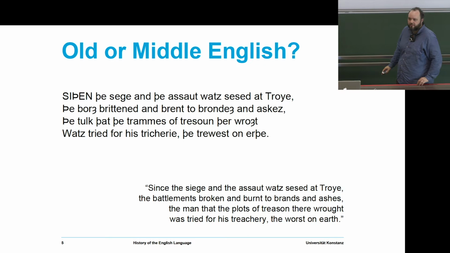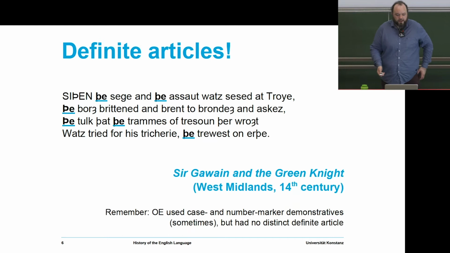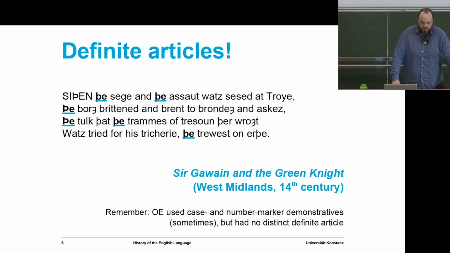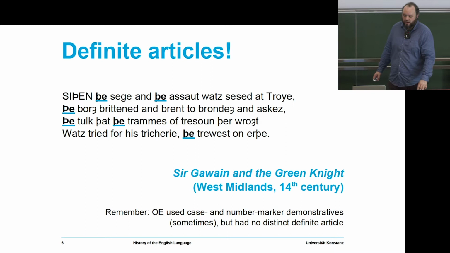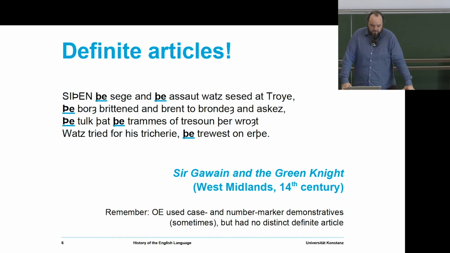Well, I'll give you a clue. There is one little word that comes up an awful lot in this passage, the article, yeah. So when we look at this passage, we see the siege, the assault, the boch, the tulk, the tramas, the troes. This little T-H-E word, or it's a thorn and then an E, of course, in a Middle English text like this. This text is full of this word.